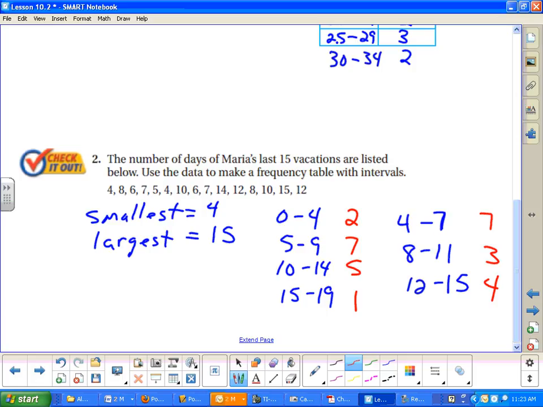You could go by 3s. If you want more intervals, you could go by 3s. We could start and go 4 to 6. But where you start is up to you then.